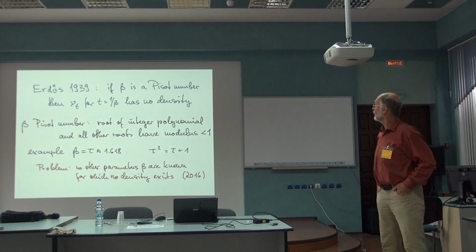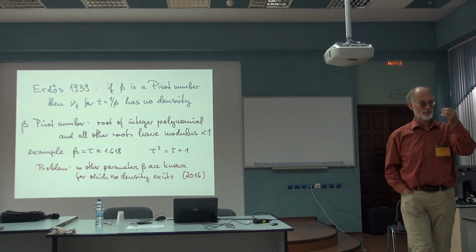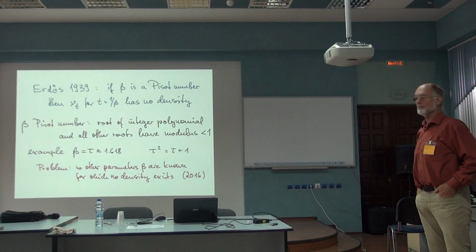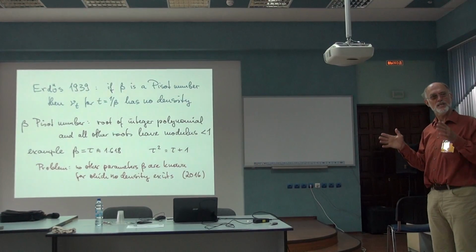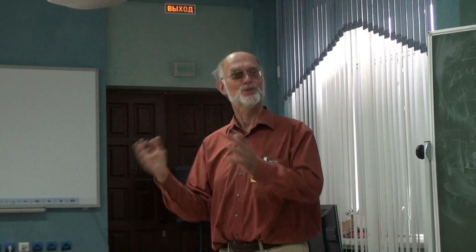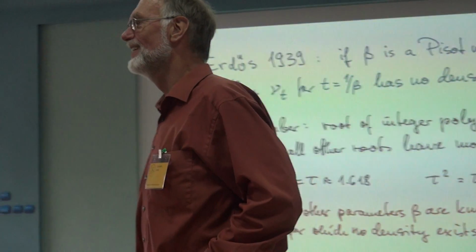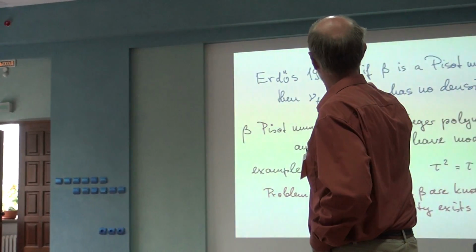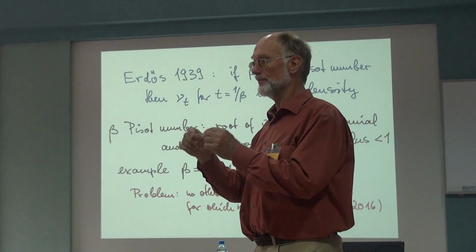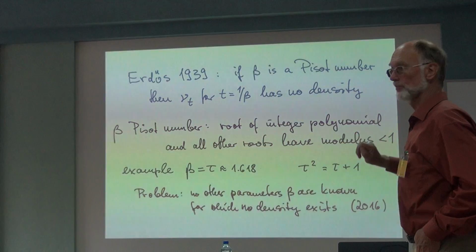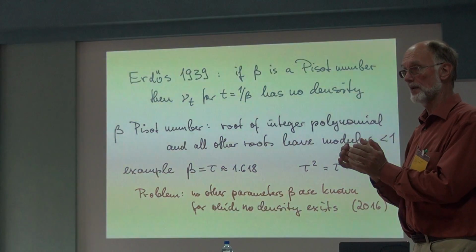For so-called Pisot numbers, Pisot parameters beta between 1 and 2, we have no density. And these are all the numbers where we really know that there is no density. Yeah. So since Erdős, nobody has found another example of singular. Yeah. I do not remember what a Pisot number is. Yeah, Pisot I wrote there. It's a root of an integer polynomial. Yeah. A polynomial with integer coefficients, and all the other roots, the conjugates, have modulus smaller than one.